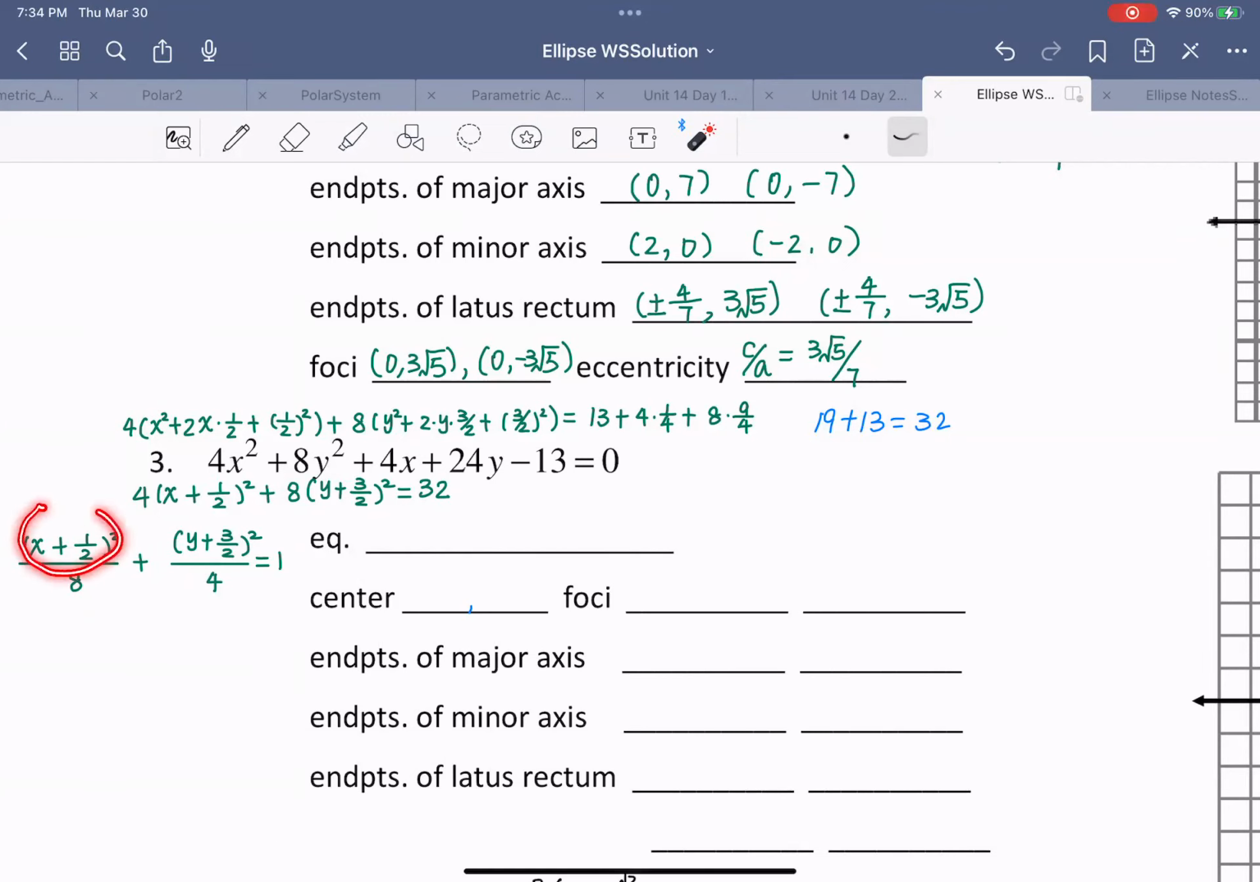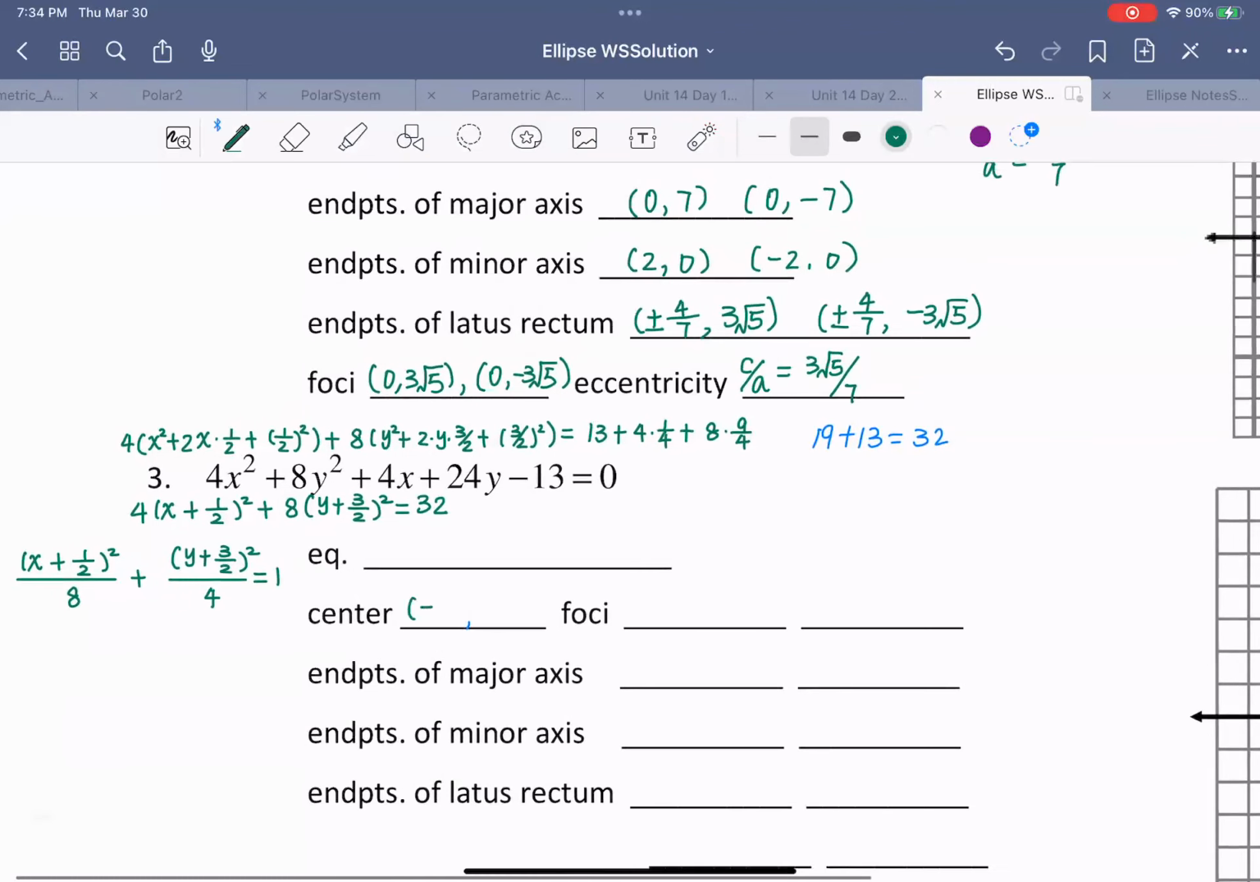Okay, then tell me, based on this equation, who is this ellipse center? And 0. Oh, negative a half. And negative half, and then? Negative 3/2. Yes. Makes sense? Yeah.